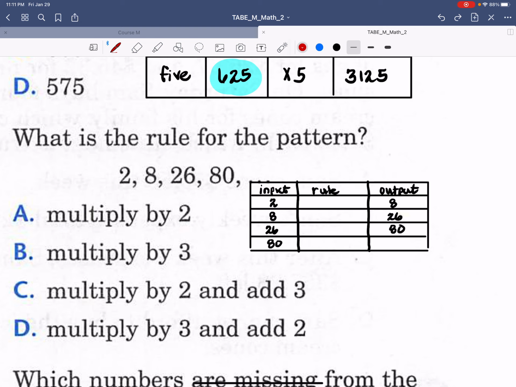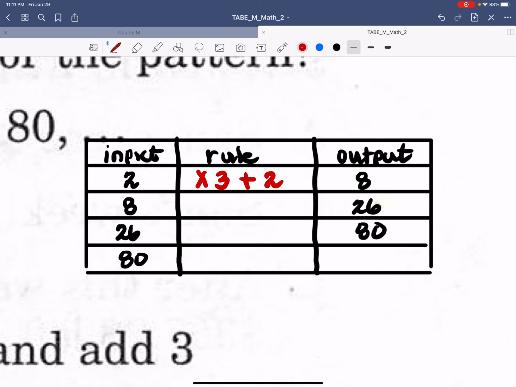So let's try times 2 plus 3. 2 times 2 is 4, plus 3 is 7. That one's close, but that's not it either. So what about 2 times 3, which is 6, plus 2? That's 8. So let's see if this one will work for all of them. 8 times 3 is 24, plus 2 is 26. 26 times 3 is 78, plus 2 is 80.